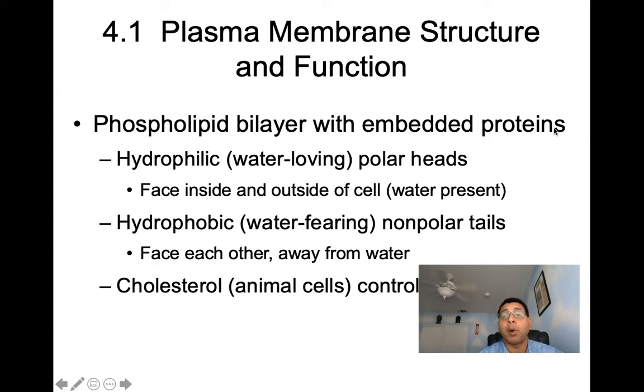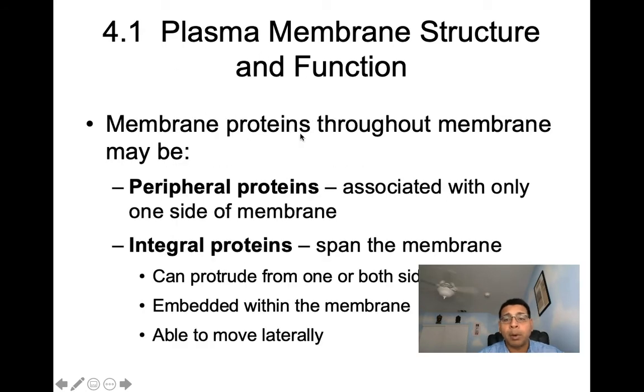So let's talk more about the proteins. Now we talked membrane proteins, so they're found throughout the membrane, and they may be peripheral proteins. These peripheral proteins are going to be associated with only one side of the plasma membrane. We also have integral proteins. Integral proteins are going to span the membrane, and they can protrude from one or both sides. They're embedded within the membrane, and they're able to move laterally.